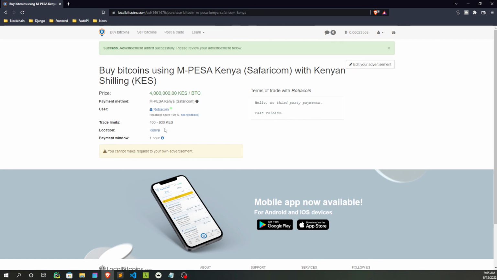As you can see, the minimum is 400. We are selling up to 930.